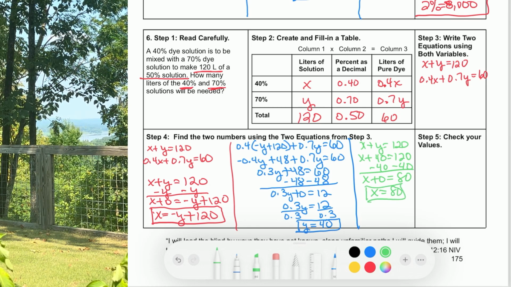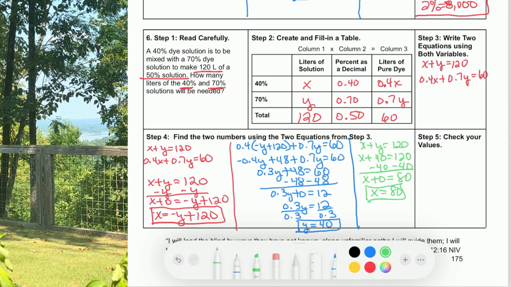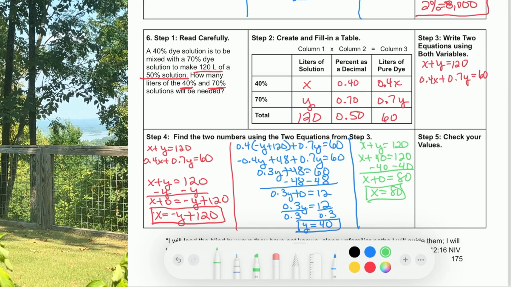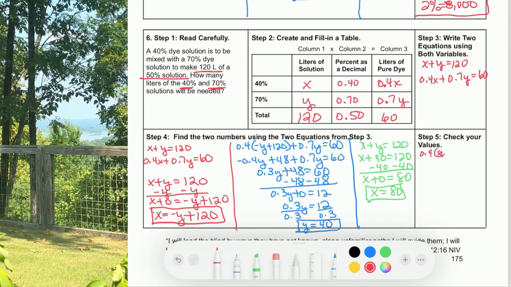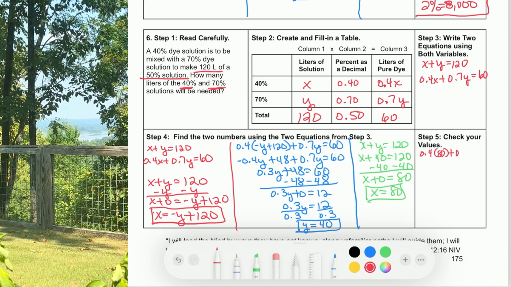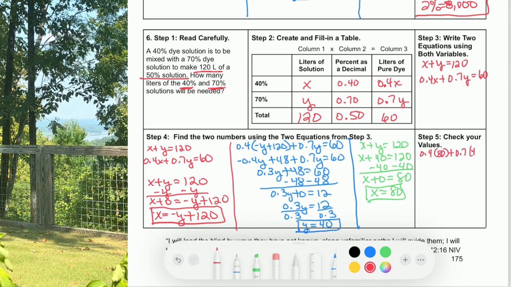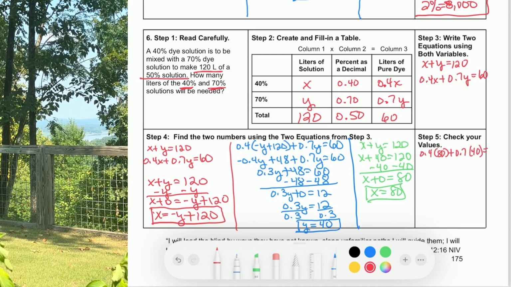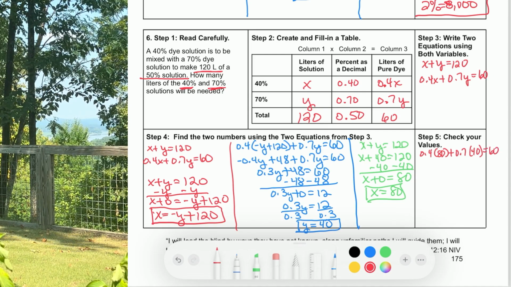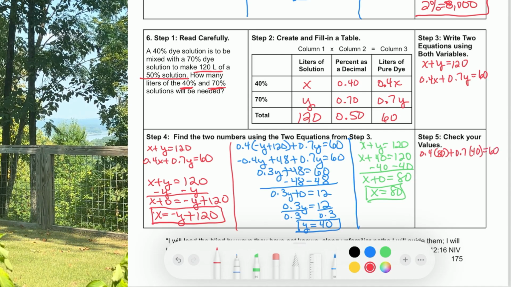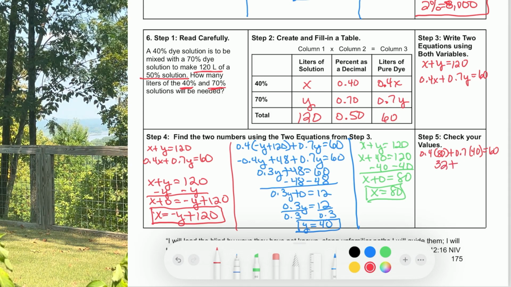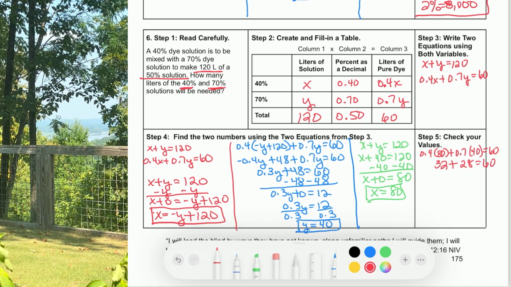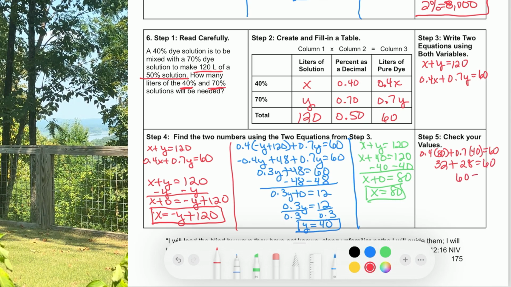Now we just need to test to see if these are in fact the true values. So I'm going to go back to my original 0.4 times 80, that's my x value, plus 0.7 times my y value, which was 40, and that should equal 60 if we've done everything correctly. 0.4 times 80 is 32. 0.7 times 40 is 28. 32 plus 28 is in fact 60. So we have done our problem correctly.